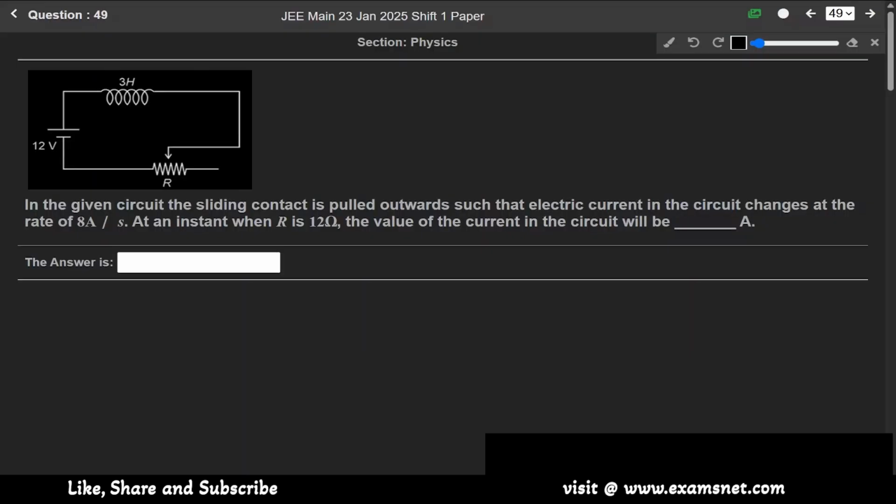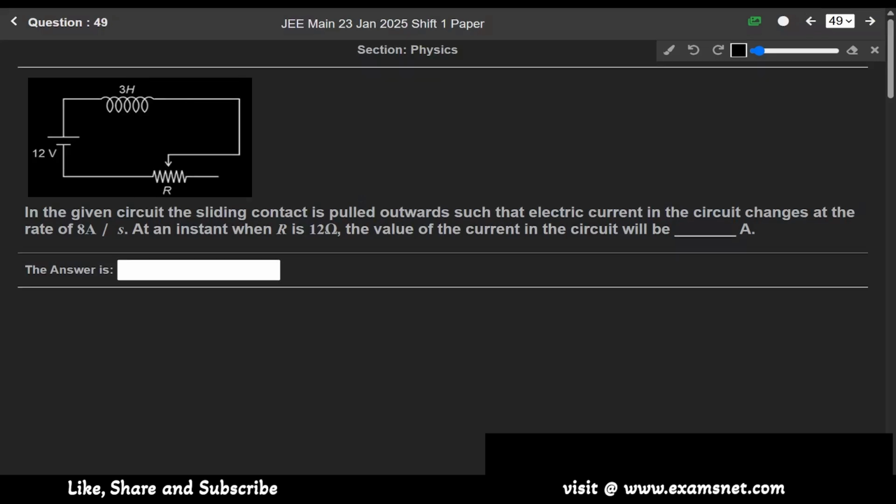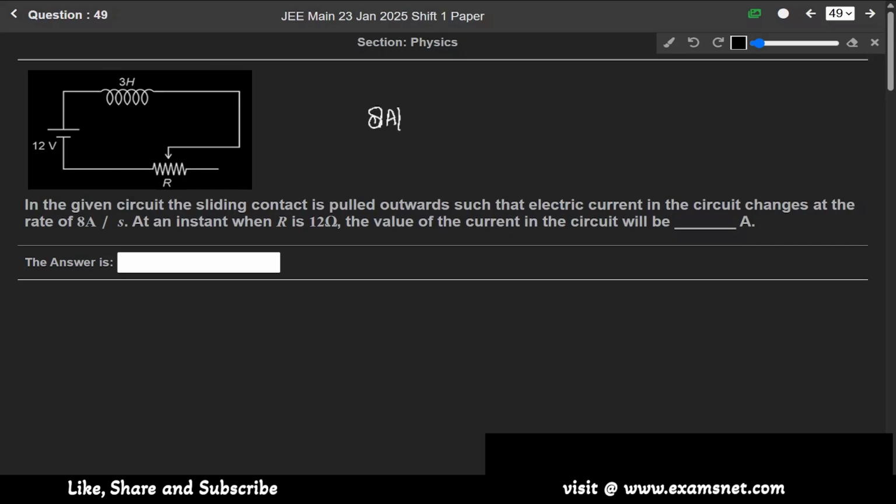Now the next question is 49. In the given circuit, the sliding contact is pulled outwards such that the electric current in the circuit changes at the rate of 8 ampere per second. At an instant when R is 12 ohm, the value of the current in the circuit will be. Okay, this is a very simple question. Just apply a loop here and solve it. It will be minus of 12 volt plus of 3 into 8 ampere per second plus of R is 12 ohm, and I current is equal to 0.